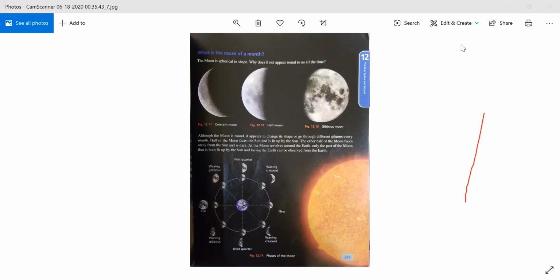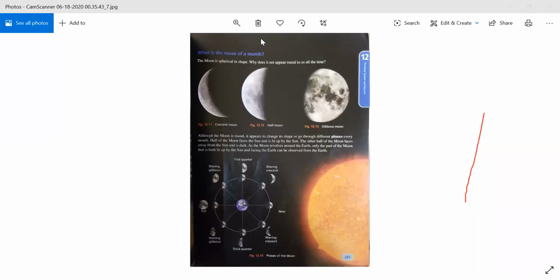Okay, beta, if we are talking about the moon, when we are talking about the half moon, obviously its phase changes its appearance every month. Okay, and half of the moon faces the sun. It means half of it is facing the sun and is lit up by the sun. Obviously, if it is taking the light from the sun, half of the moon is facing the sun and the other half is away from the sun, so it becomes dark.